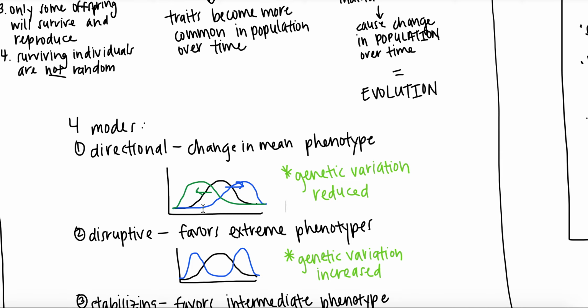Therefore, the mean phenotype will change towards the large beaked birds because only they can crack open the large seeds. And the same can be said if the small beaked birds become more favorable. Then the mean will shift to the left. And directional selection reduces genetic variation because when the mean phenotype moves to the right, then all of this variation is lost.